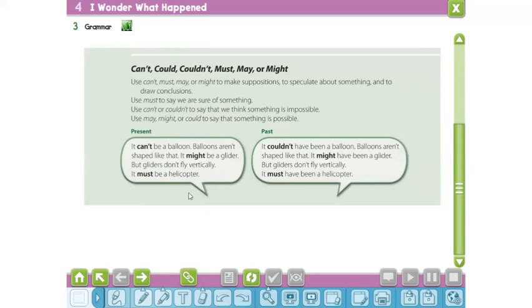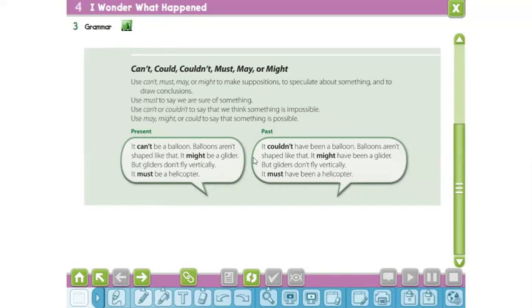Look at these speech bubbles. We have present form and past form. In the present form, it can't be a balloon. Balloons aren't shaped like that. It might be a glider, but gliders don't fly vertically. It must be a helicopter. Look at can't, might, must. So you'll find after these words infinitive verb. So that's about the present time.